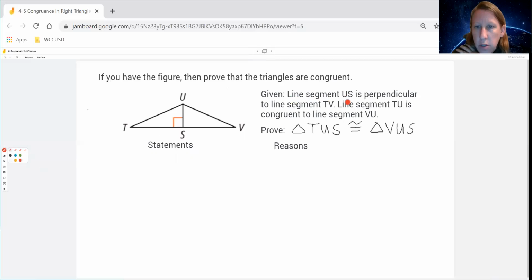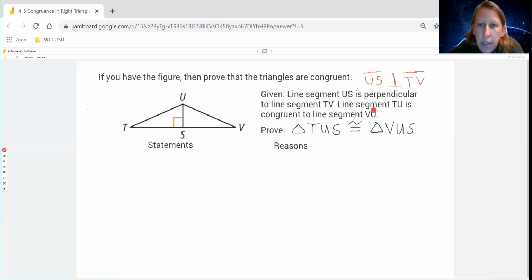So line segment US, if I had more time, I might have written it out, is perpendicular to line segment TV. Line segment US is perpendicular to line segment TV. Do we remember what perpendicular means? Yeah, it makes a right angle with it. Okay, the symbol for perpendicular is this upside down T. When you see that in geometry, we say perpendicular. Well, that was kind of already marked because there's already a right angle there.